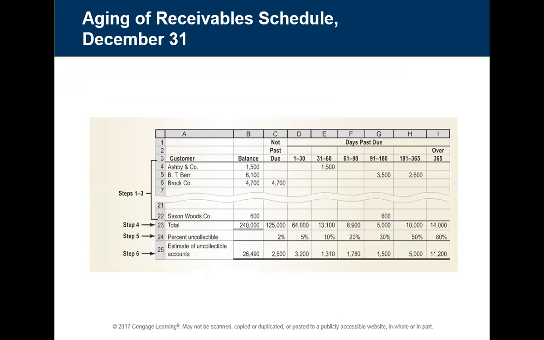Then they're looking like Ashby and Company. They have $1,500 due to us, and it's in the 31 to 60 days past due. So not super old. Whereas BT Bar has $3,500 that's 91 to 180 days old, and then $2,600 that's 181 to 365 days old. So over 6 months without paying. We probably won't sell to them right now, right?